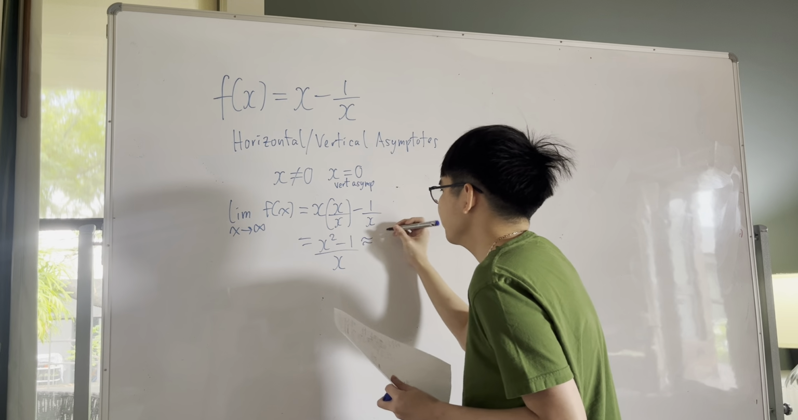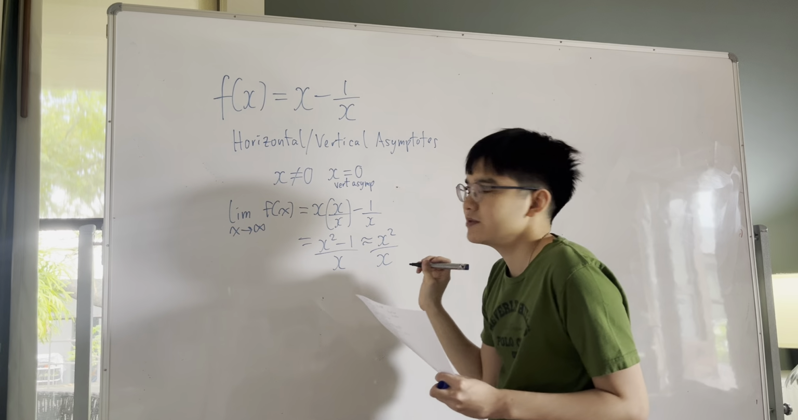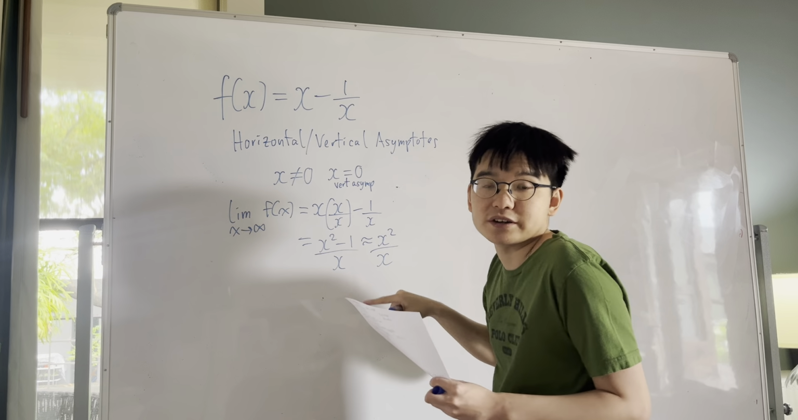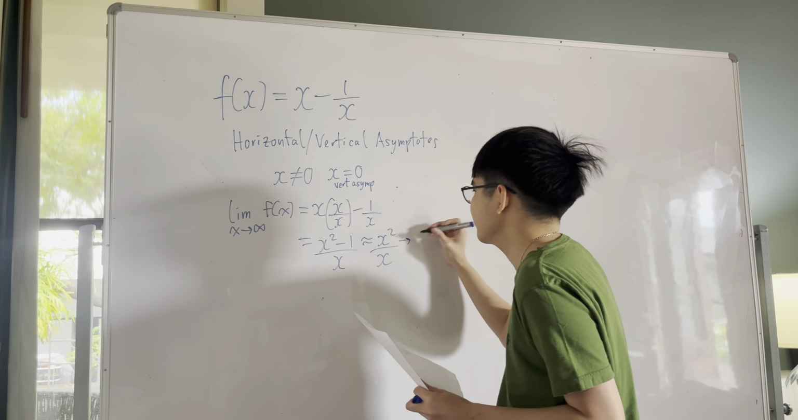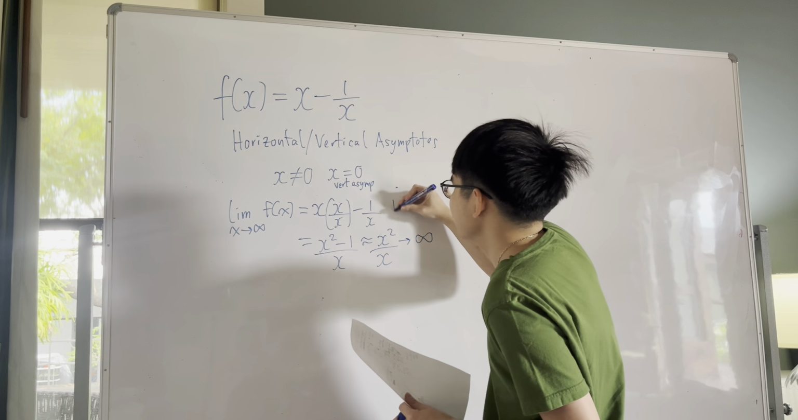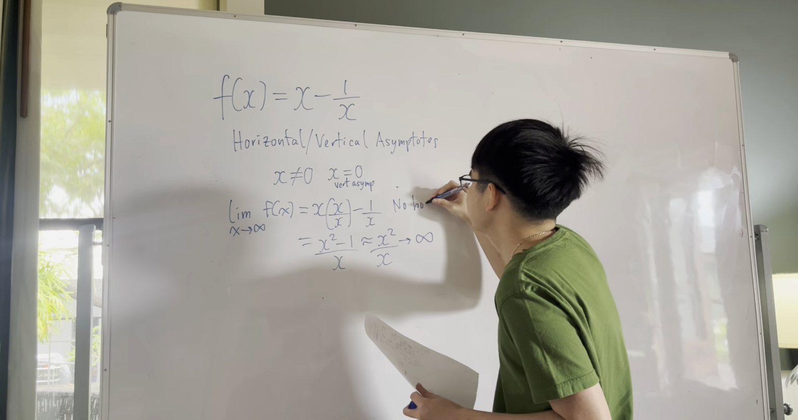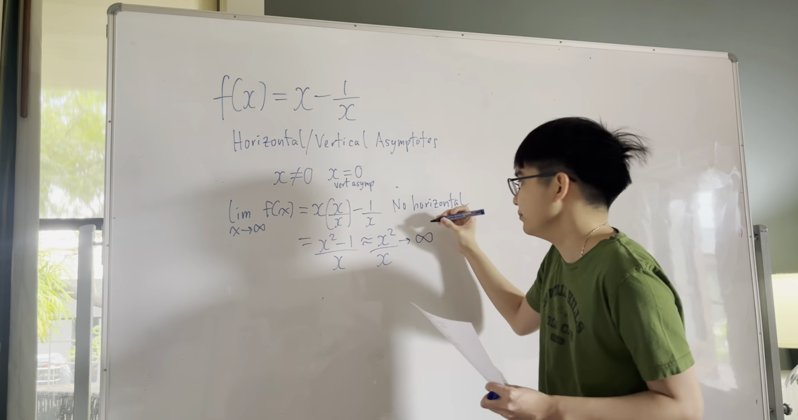And that approximately just becomes x squared over x. We only care about the dominating terms. x squared is bigger, grows a lot more than x. So this thing is going to diverge and become infinity. So in other words, we have no horizontal asymptote. Right?